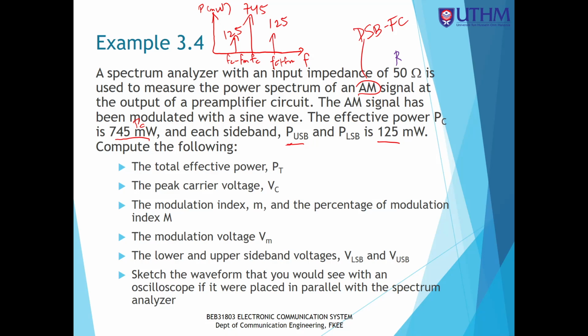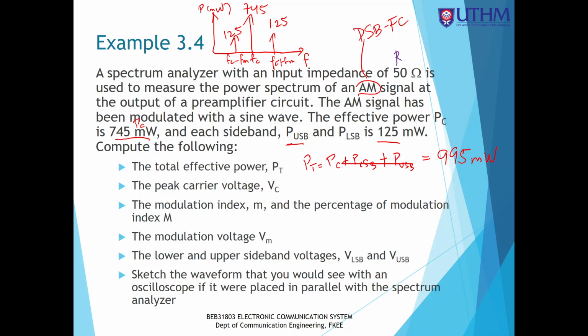Okay, so when you want to calculate the total power, P total is equal to PC plus PLSB plus PUSB. Okay, you need to add all the components. So how much is this? You just need to add up all of it. So 745 plus 125 plus 125. So you get 995. Okay, 995 milliwatt.